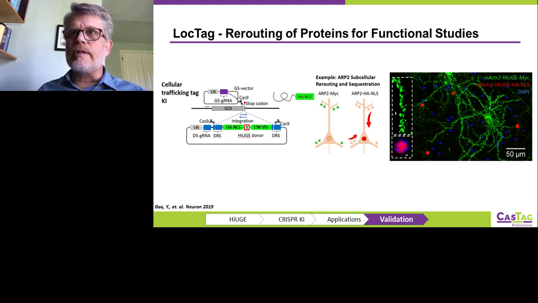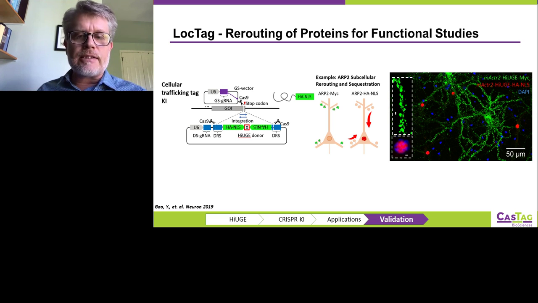Another example is rerouting your proteins of interest so that they're no longer localized to where they normally are localized to. And this can be used for both gain of function as well as loss of function studies. So in this case, what we've done is we've taken an HA epitope tag and fused this to a nuclear localization signal, and we've inserted this into a cytoskeletal protein called ARC2. Now, in primary neurons, ARC2 is highly localized in these puncta, which correspond to dendritic spines at synapses. And you can see that in the top blown up sample.